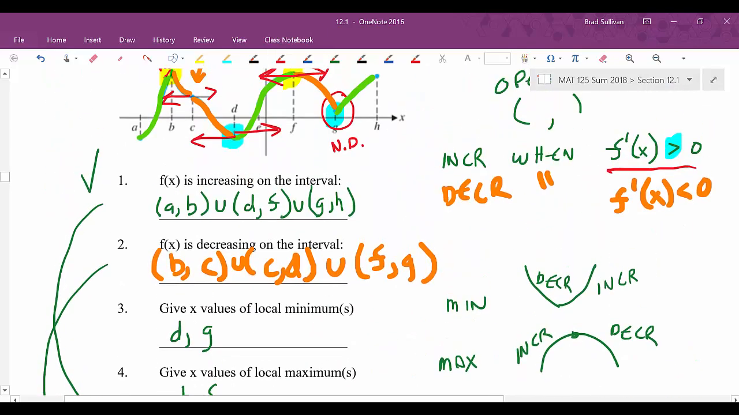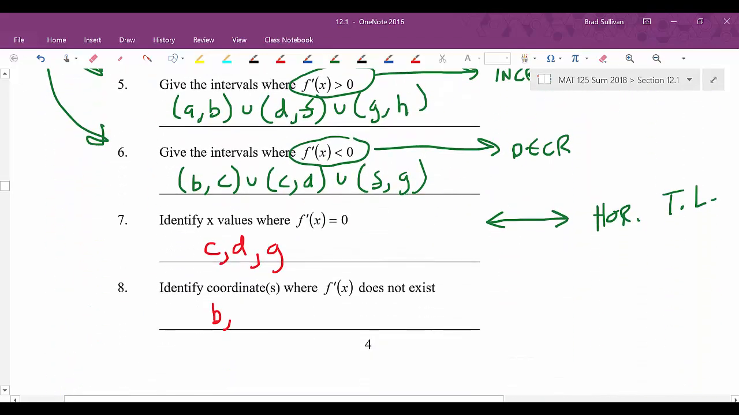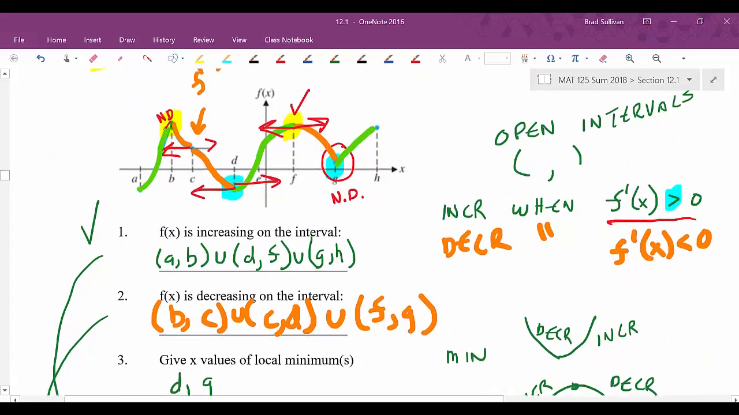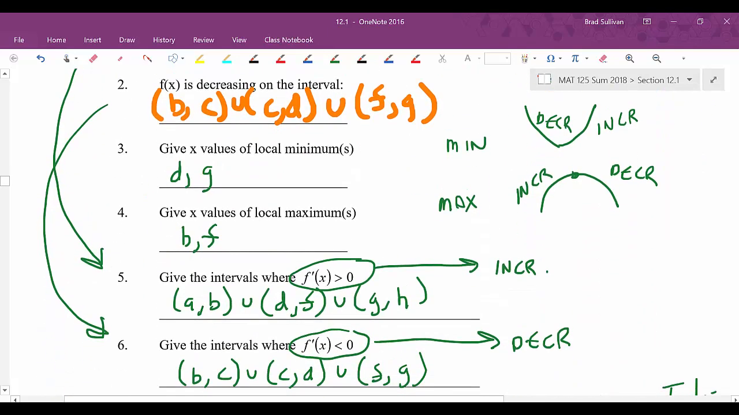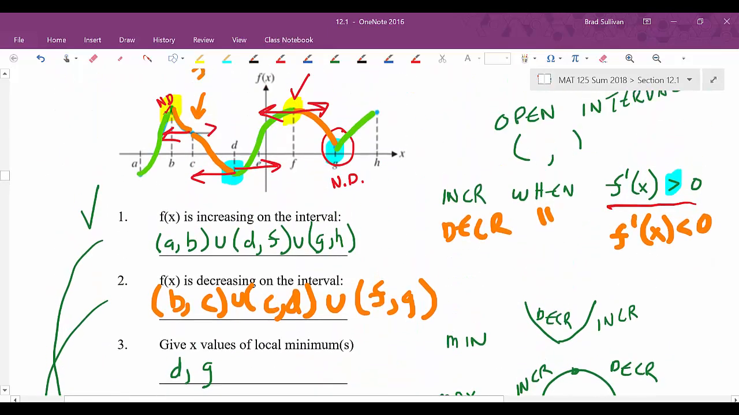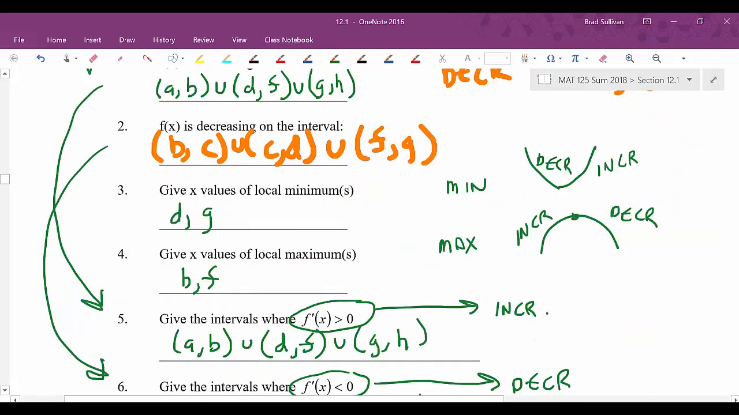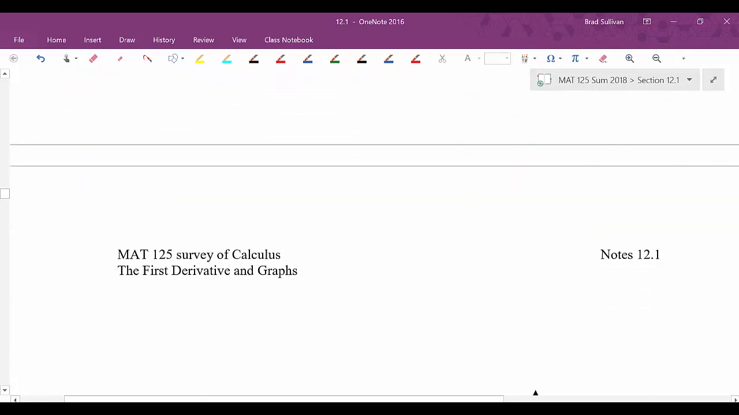Okay, so let's make sure I got that right. B and G. Well, hold on. I think this was supposed to be F. Yeah. And then G. So the derivative is 0 at C, D, and F, and you're not differentiable at B and G. So I wrote that down right.